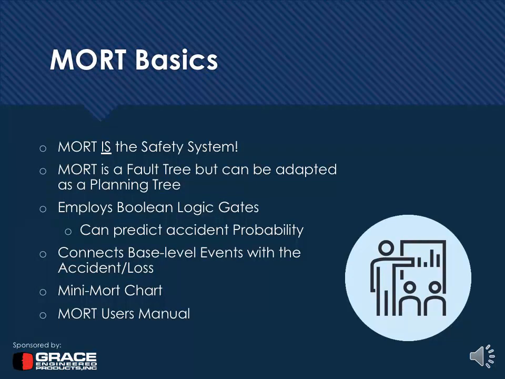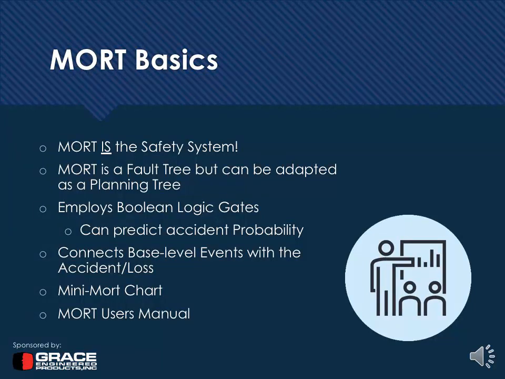One of the best values of the MORT chart is that it actually connects base level events with the actual accident itself. So for example, how did a person's behavior when they're just setting the job up or during the job briefing discussion contribute to the accident itself that happened many processes later? The MORT chart allows you to do that.